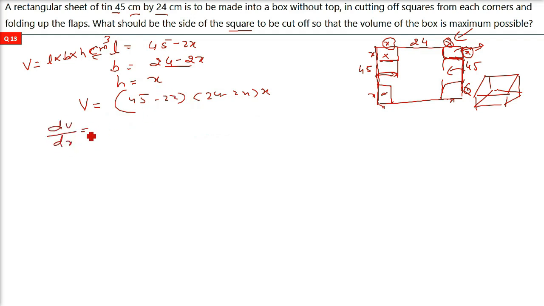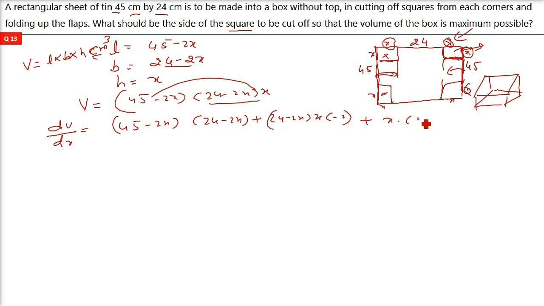So when we differentiate, dV by dx, you can take 45 minus 2x and 24 minus 2x, then differentiate the x, that will be 1. Now keep the other two alive, without any change, and differentiate whichever is remaining. Right now I am differentiating 45 minus 2x, so negative 2 will remain. Same thing here: 45 minus 2x and x remain as they are, but 24 minus 2x is differentiated, and that gives you negative 2. All these have come. We have to equate this to 0.